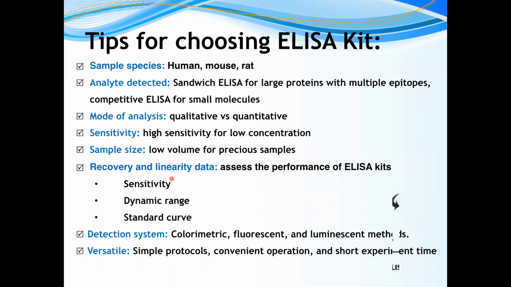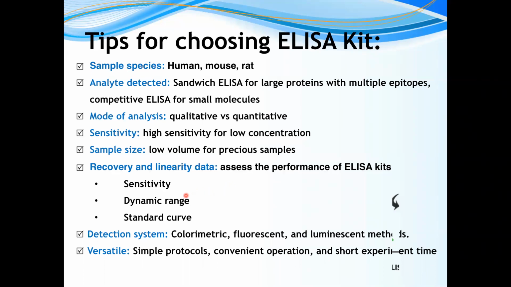Next is the recovery and linearity data. Recovery and linearity data assess the performance of ELISA kits. Recovery helps determine whether analyte detection is affected by the difference in sample matrices. The higher the recovery, the better the ELISA kit. The linearity of dilution determines the extent to which the dose response of the analyte is linear in a particular diluent. Ideally, the concentration of the samples should be similar for all dilutions.